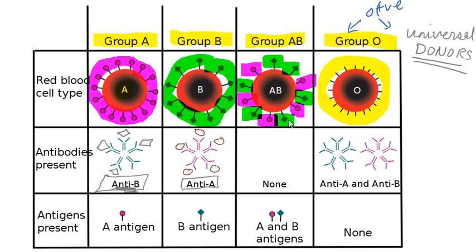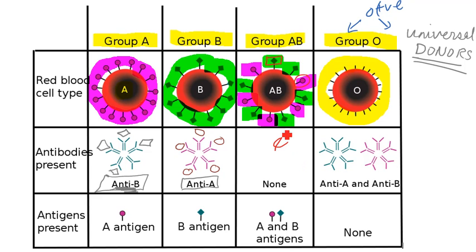Hi, so we left this off at B blood group in the last video. So now let's look at blood group AB. We already said that red blood cells of AB blood group have both A and B antigens on them. So we have these B antigens, and then we also have the A antigens. So they have no antibodies at all.